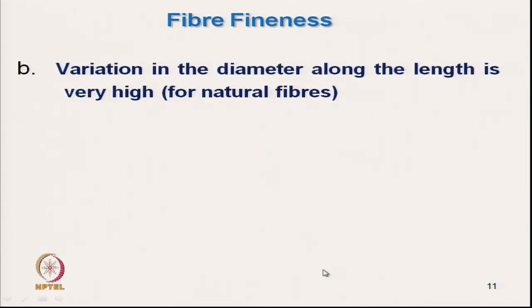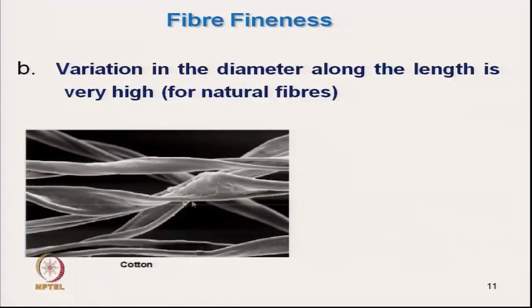Next is the variation in diameter along the length. If we see along the length, particularly for natural fiber, the diameter varies. So, it is not a good idea to measure the diameter. So, this is the case. At different portions of this cotton fiber, we see the thickness changes. So, we cannot measure the diameter of the fiber.